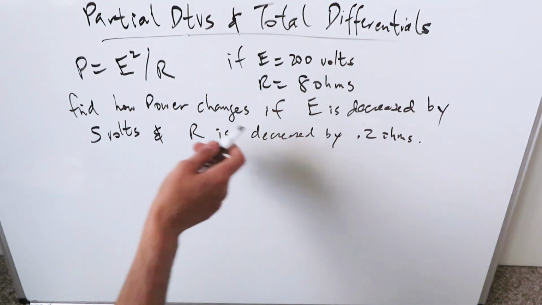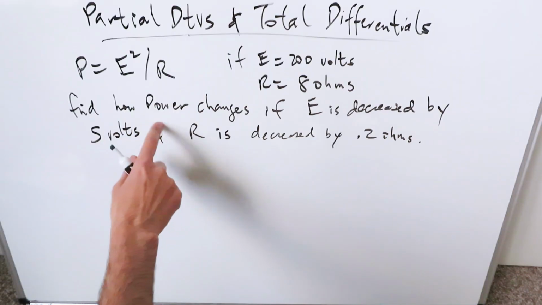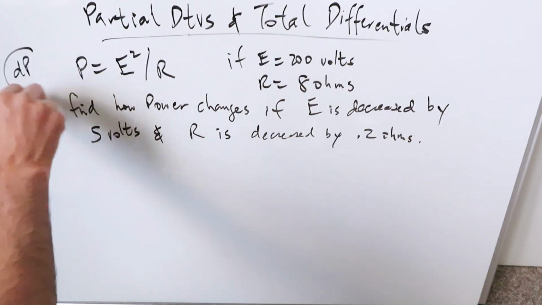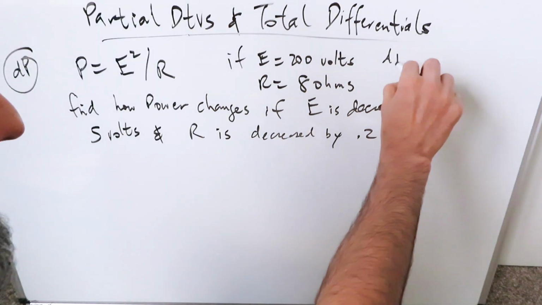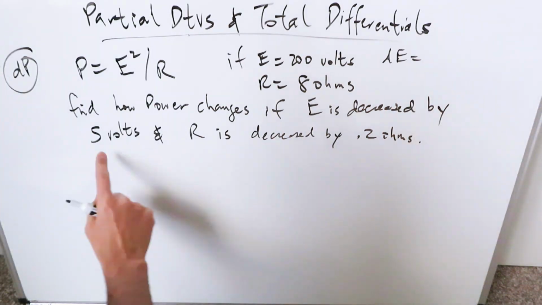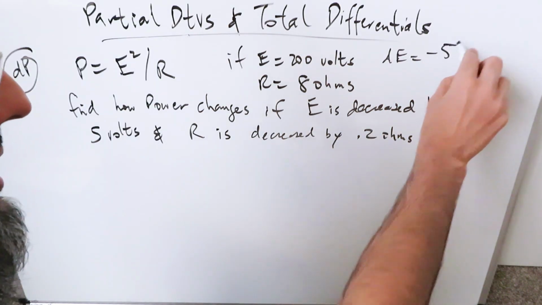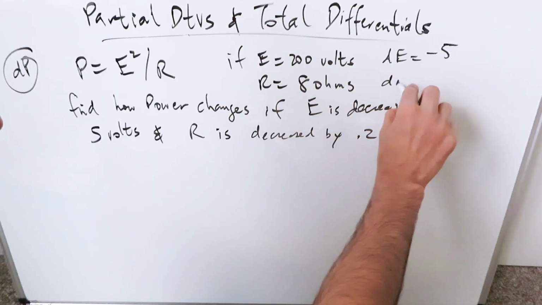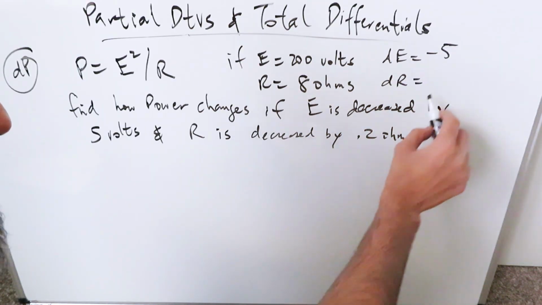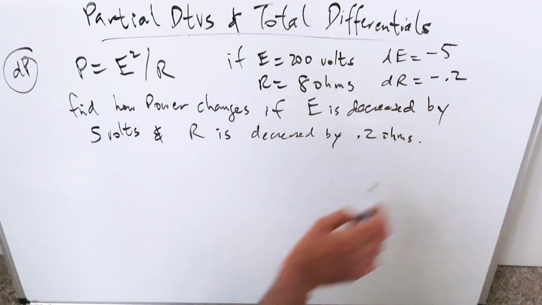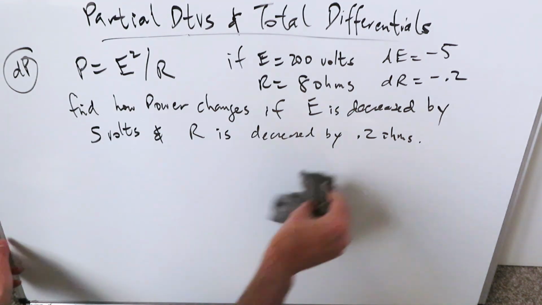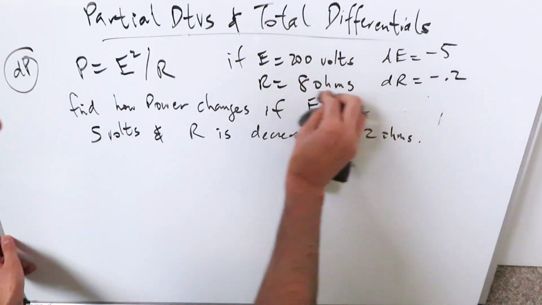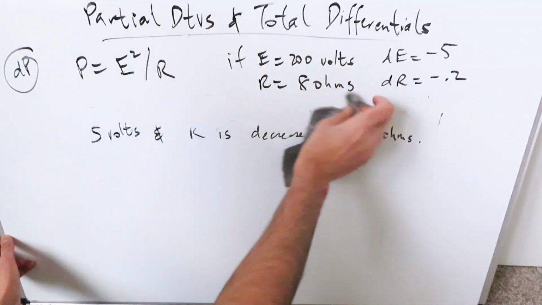Now consider what I have over here. I am looking for dP. How will the power be changed? A total differential. If E is decreased, I know that my dE is decreased by 5 volts. I'll just say minus 5. And my resistance is decreased. dR is equal to what? 0.2 less, minus 0.2. I have those. How will the power change for the system? And you have seen all of this come through, and I've translated for you on the side over there.